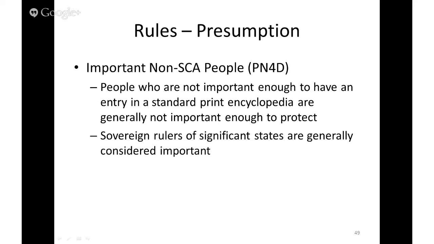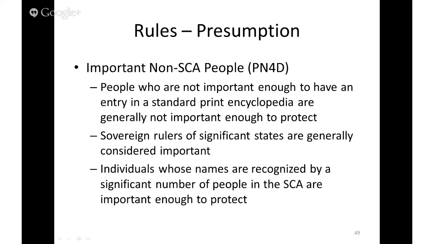We usually will protect sovereign rulers of significant states. These are modern countries, or medieval countries that became important parts of modern countries. We will not protect minor city-states. We're not going to protect every Italian and German city-state in period because there were infinite quantities of them. But we'll protect major areas like Burgundy or England or such.